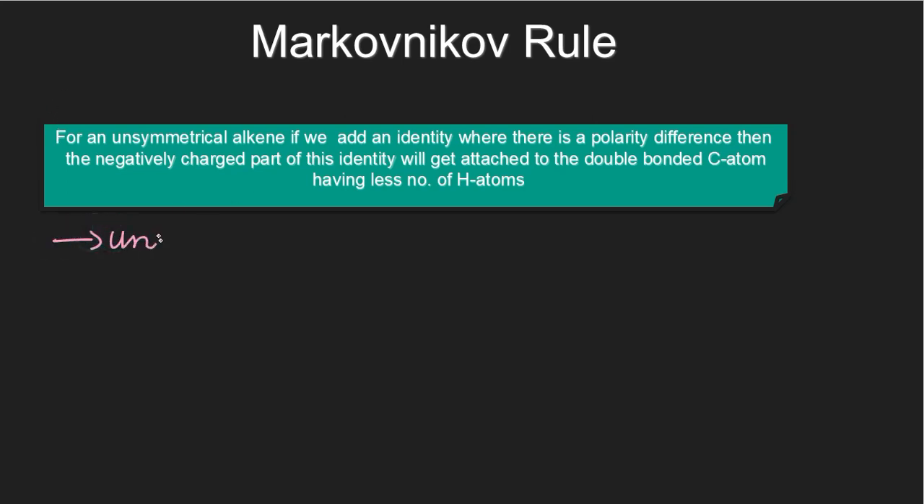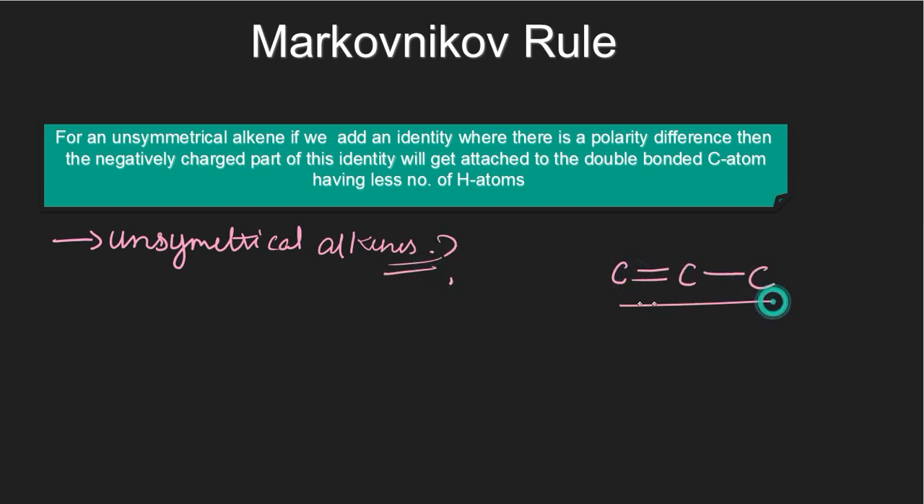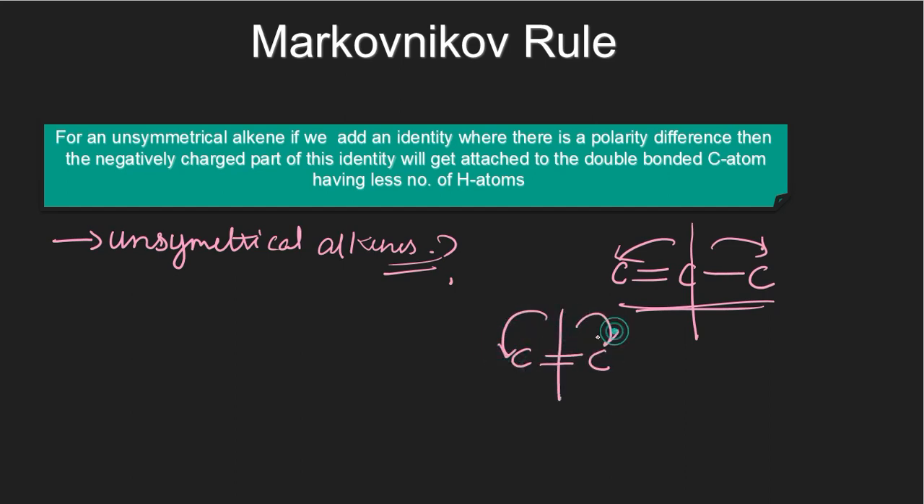Okay, when it comes to your Markovnikov rule, the thing to keep in mind is that this rule is used for unsymmetrical alkenes. So what are unsymmetrical alkenes? Unsymmetrical alkenes are something like this. If you have this sort of carbon structure, then you can see that there is no line of symmetry. This part is not same as this part. But when it comes to your symmetrical alkene, if I draw a line of symmetry, this part is same as this part. This is your symmetrical alkene and this is your unsymmetrical alkene.